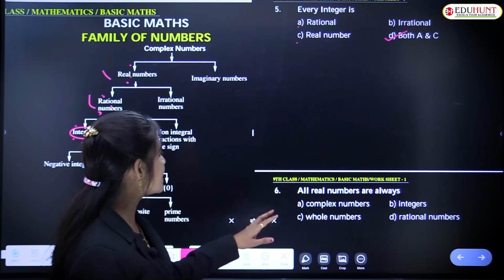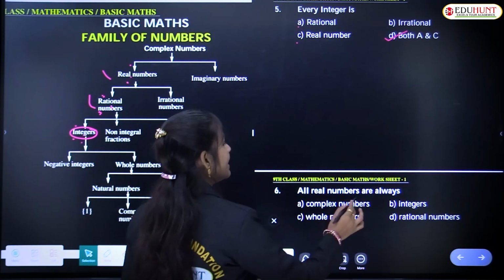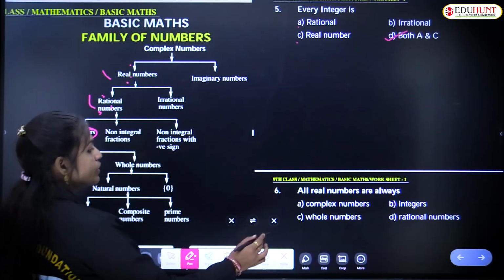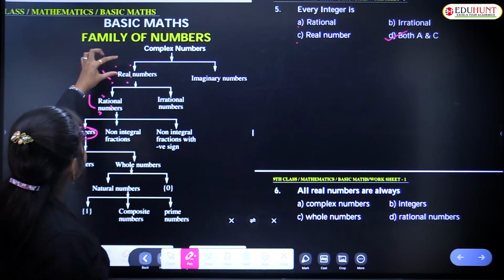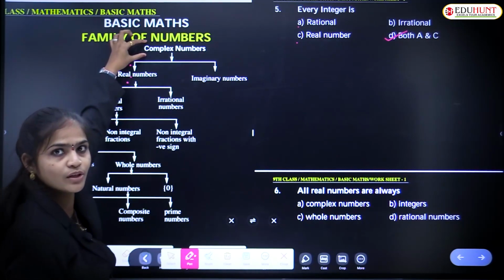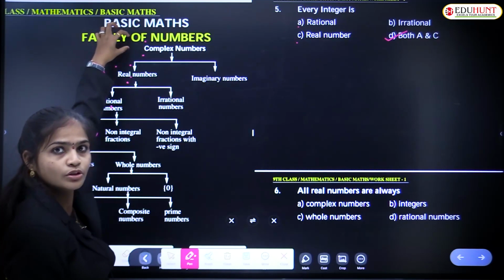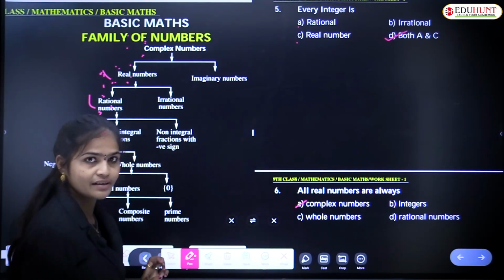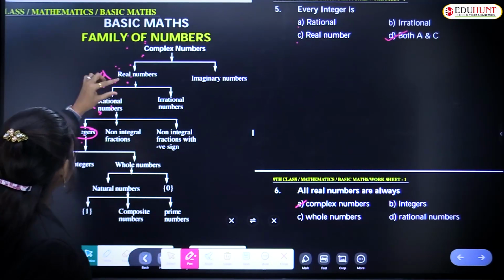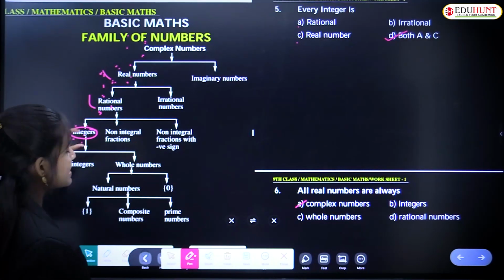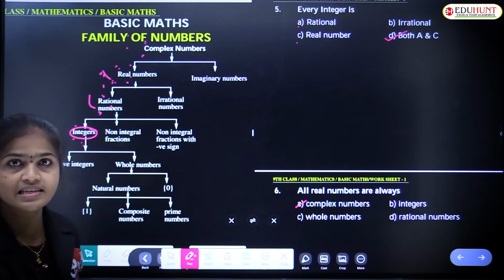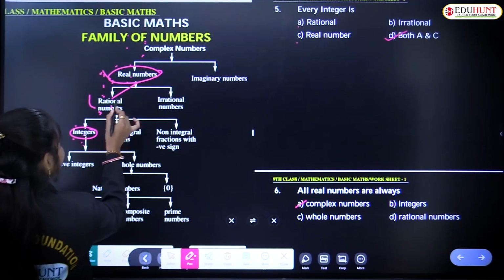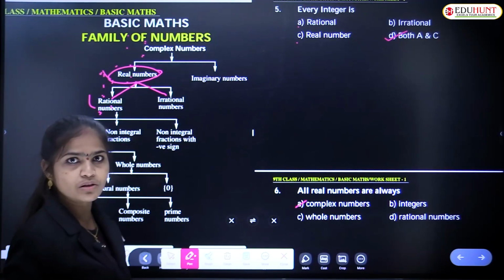Okay children, let us see the sixth question here. All real numbers are always... So here all the real numbers are always complex numbers. We know that. Why? Because bottom to top, all the real numbers are complex numbers. So we know this condition. Okay. Is it possible to say that all the real numbers are integers? Is it possible to say? Why? Because in real numbers we have rational numbers and irrational numbers also.